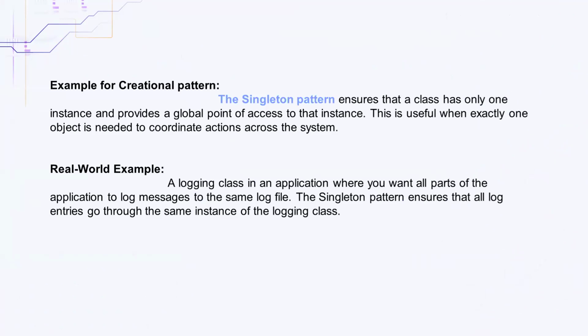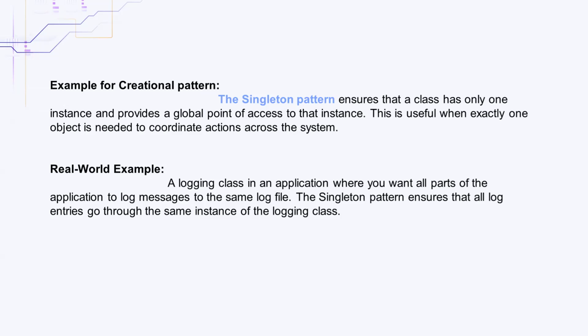Here, I use the singleton pattern as an example of creational patterns. So, the singleton pattern ensures that a class has only one instance and provides a global point of access to that instance. This is useful when exactly one object is needed to coordinate actions across the system.